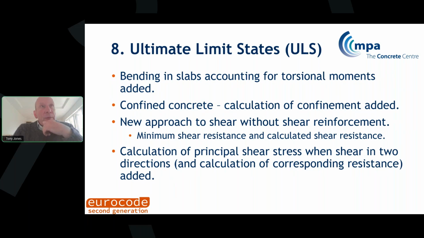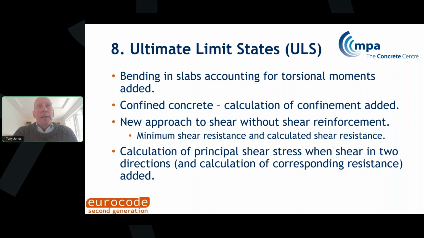First generation Eurocode includes confined concrete, but it doesn't tell you how to calculate the confinement effect of reinforcement. That is now included in the Eurocode, second generation. However, what you find is that for typical columns, the consideration of confinement probably only adds about 5%. So I think it's going to be more useful in special cases where you want to take account of that confinement effect.